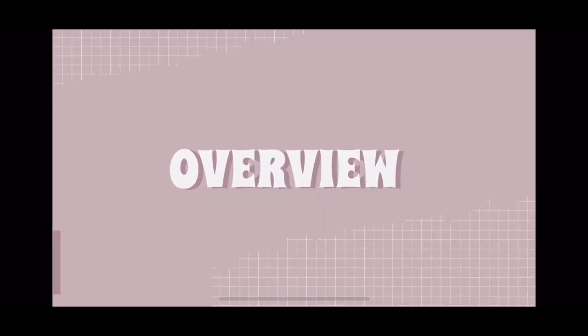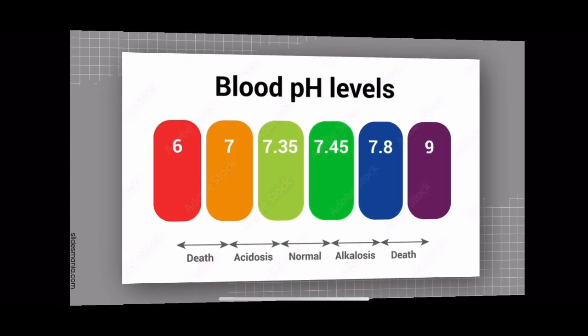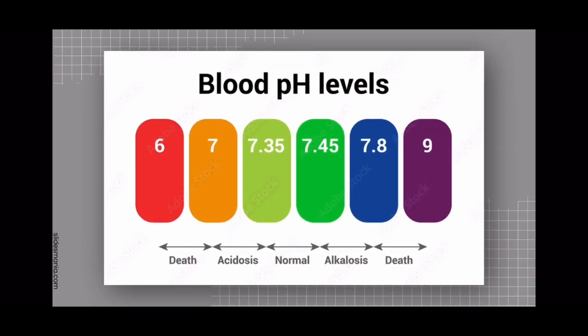Okay, so a quick review about what we just talked about. Our blood pH levels should be between 7.35 to 7.45, and if your blood drops below 7.35 to 7, it causes acidosis, which is also caused by an increase of the partial pressure of carbon dioxide in your system, and going below that would result in death. And having your blood pH levels be between 7.45 and 7.8 causes alkalosis, which is caused by not having enough carbon dioxide in your system, and going above that would also result in death.